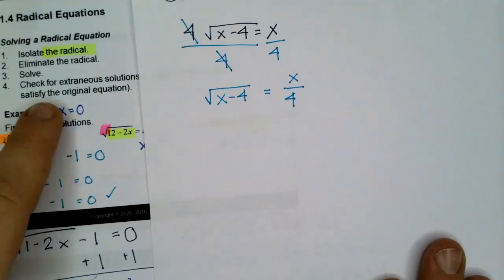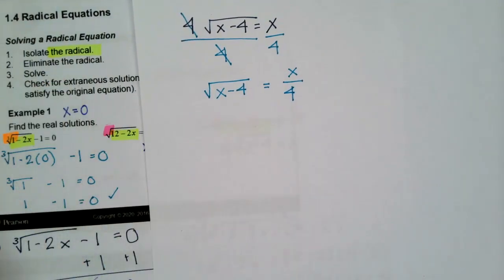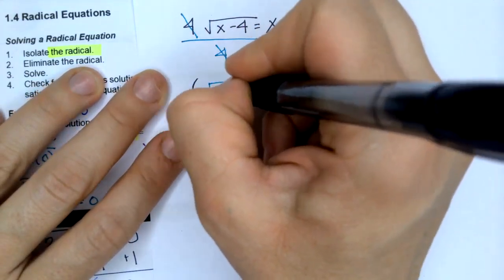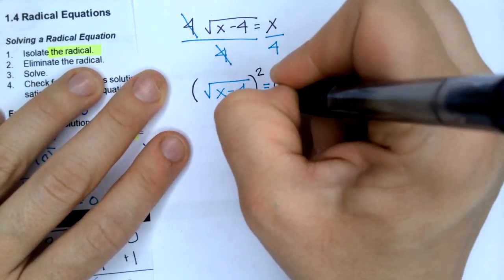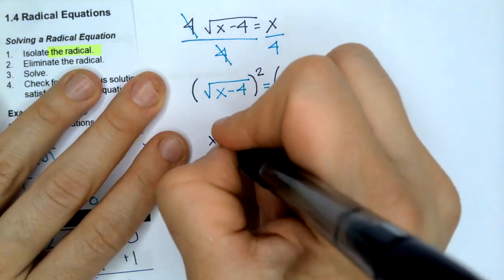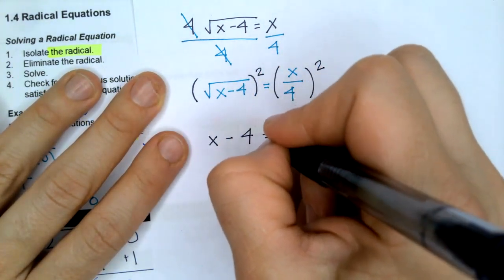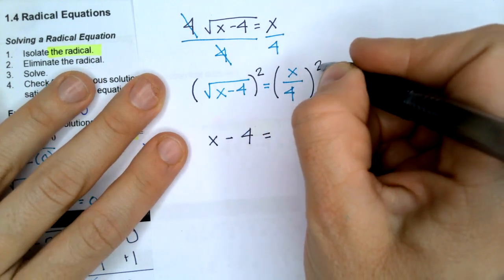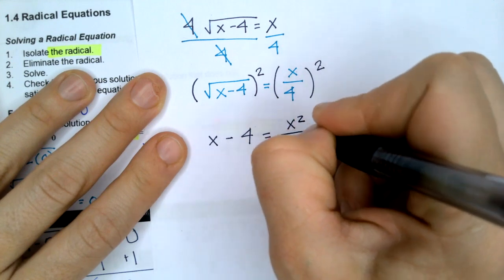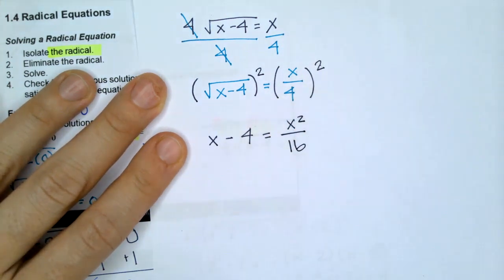Good. Next step is eliminate the radical. You do it the same way we've been eliminating the radical in all the other examples. It's the square root of x minus 4, so we're going to raise it to the second power. Anything you do to the left side, do to the right side. Now we're just left with x minus 4 is equal to, distribute that squared. So x squared over 4 squared, or 16, right?